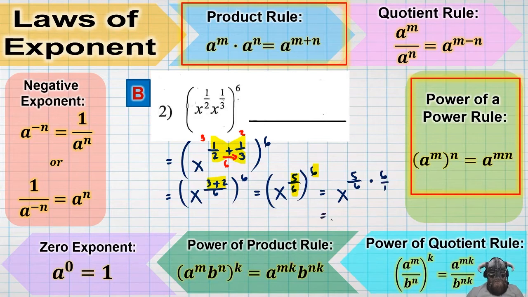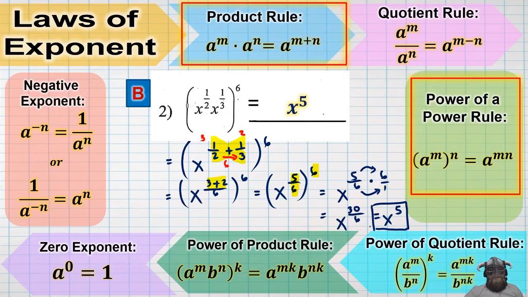So, that will be equal to x raised to 5 times 6 is 30. 6 times 1 is 6. Simplifying 30 divided by 6, that will be equal to 5. So our final answer is x raised to 5 over 1 when you simplify, or you can just write it as x raised to 5. Okay, tama tayo sa number 2.